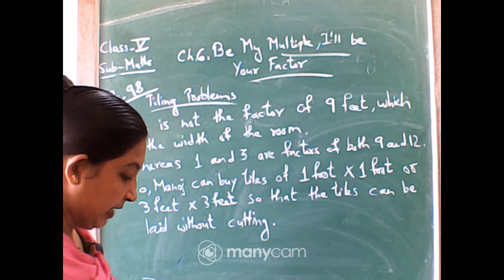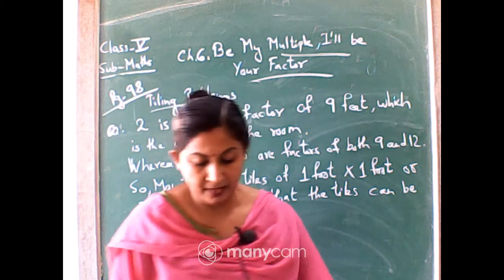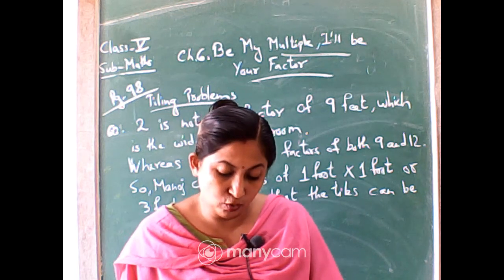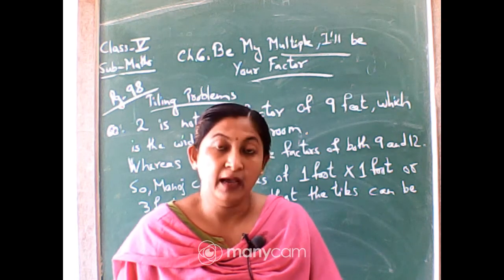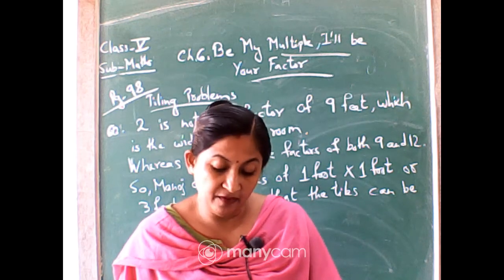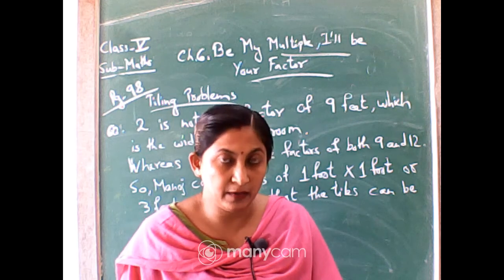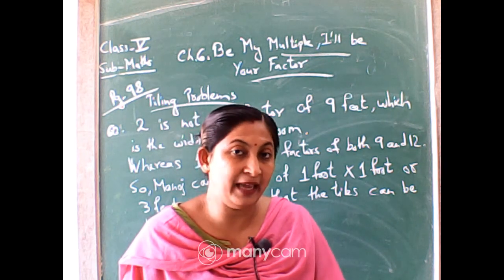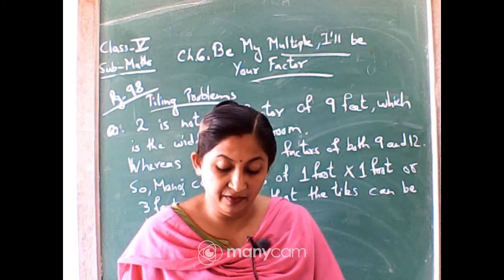See here, the length of the path is given as 90. Now they have to choose the tile so that they can lay the tiles without cutting, and for this it should be a factor of 90, because 90 is the length of the path given. So they have to lay the tiles in such a way that the tile size is one of the factors of 90.